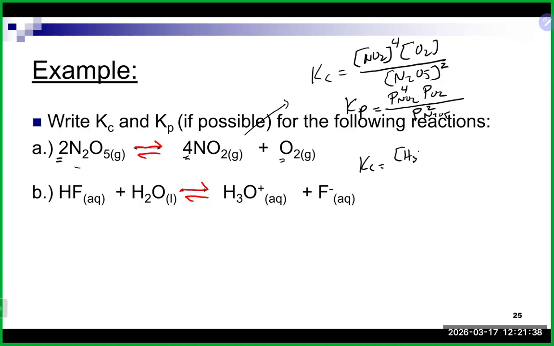Looking at the bottom one, we're going to go with our Kc here, which again is our products, H3O plus, our F minus, everybody has a coefficient of 1 in that case, over our HF. And should I put the water in? I should not. Again, this will not be included because it's a liquid. And again, if you do have a solid, as we'll see shortly, you wouldn't include that as well. So that would be it.